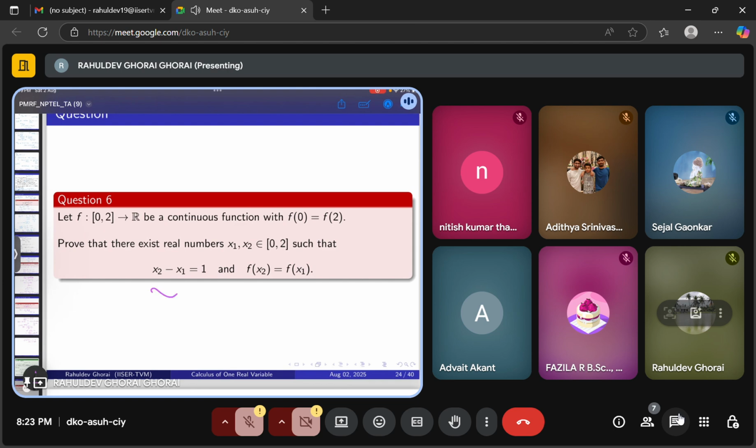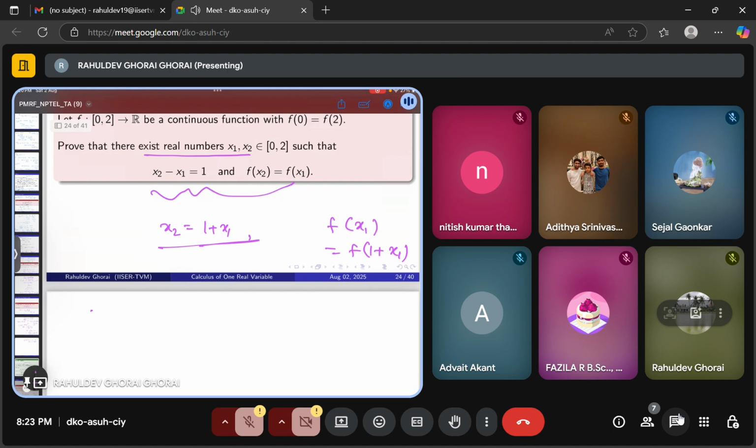What you see from here is x2 will be 1 plus x1. Advait, I can hear you, but I saw your message, so I can take it. x2 is 1 plus x1. So there exist real numbers x1, x2, and you don't need to find both. What you need to find is one real number x1 such that x2 is 1 plus x1. So f(x1) should equal f(1 plus x1). If you can find that, then it is not a problem.